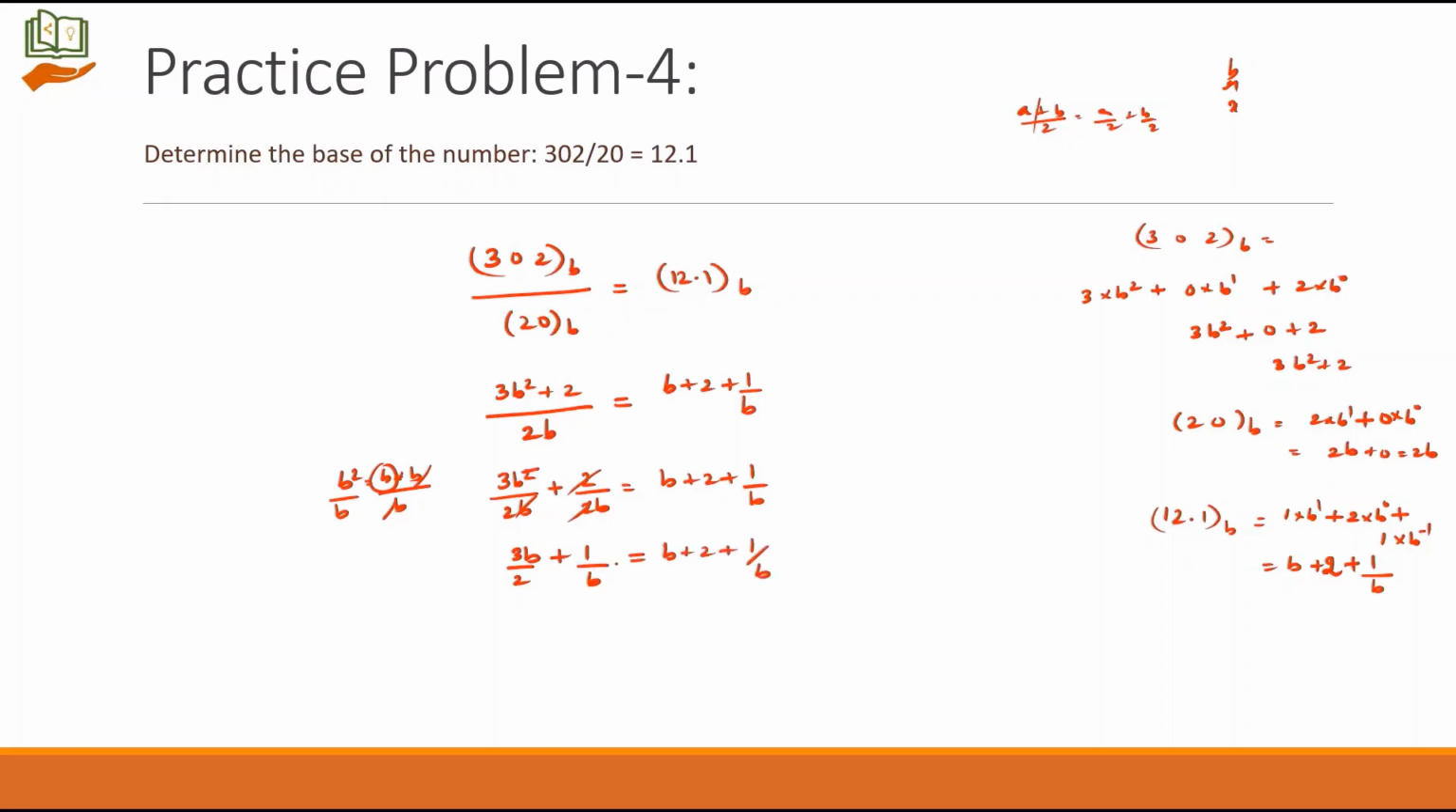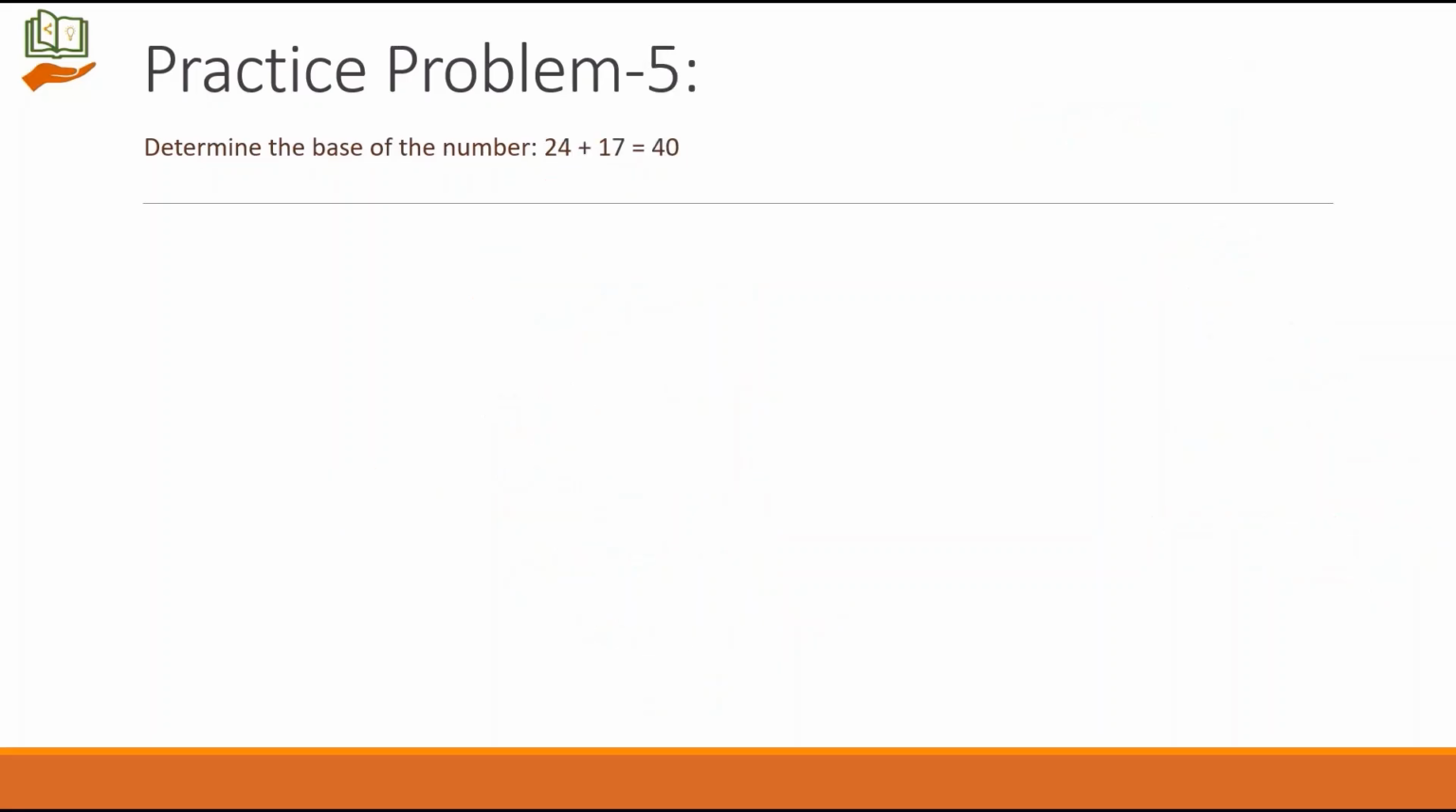I have 1 by b here. When I bring it to the other side, both will get cancelled. Now the final equation is 3b by 2 is equal to b plus 2. So the denominator will move to the numerator, which is equal to 2b plus 4. So now 3b is equal to 2b plus 4. So b is equal to 4. The base of the particular equation is 4. This is the answer. Determine the base of the number 24 plus 17 is equal to 40.